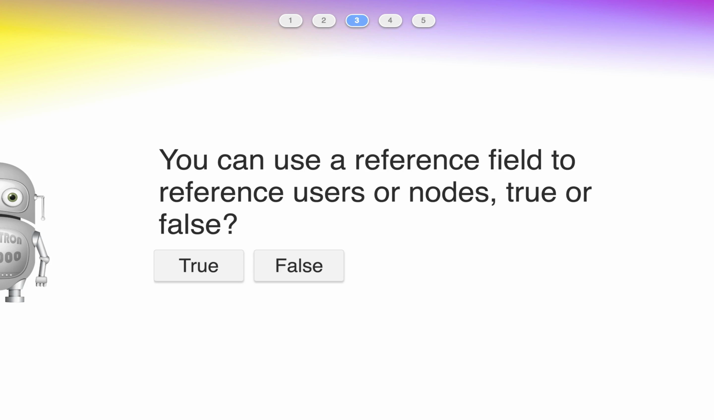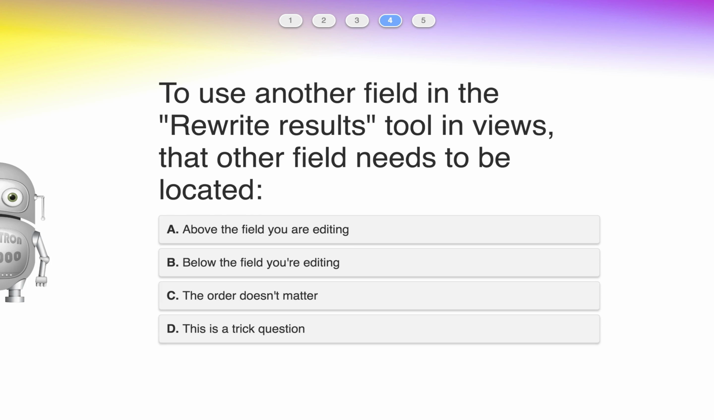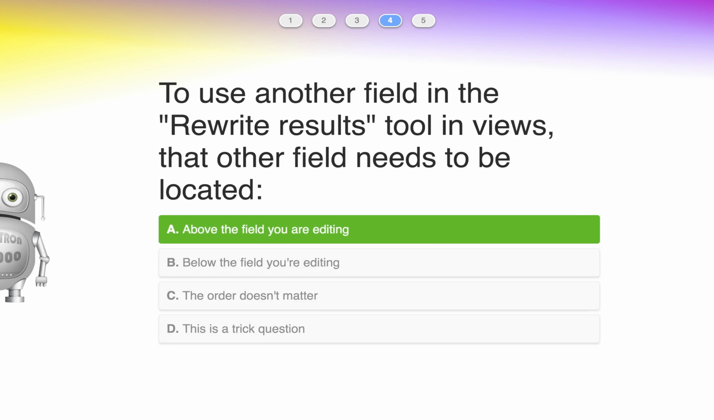Question 3. You can use a reference field to reference users or nodes. True or false? The answer is true. And you can use views to reference a whole lot of other entities that we haven't talked about yet. Question 4. To use another field in the Rewrite Results tool in Views, that other field needs to be located. The answer is A, above everything that you're editing. Otherwise, it won't show up in the replacement patterns.